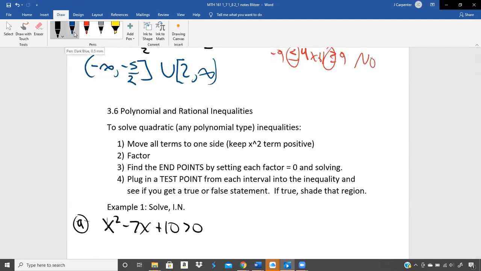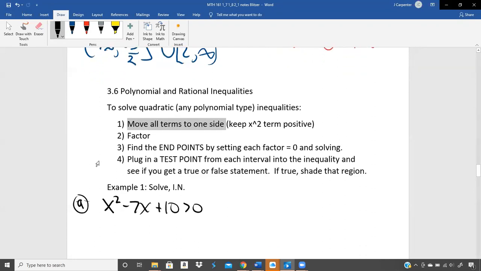Okay. So, first step, move all terms to one side. Well, I did that already for us just to get down to, once again, brass tacks. But these don't have to be on one side, and you may have to distribute something. You may have like terms to combine. All that's possible. Stay on your toes. Know your algebra.